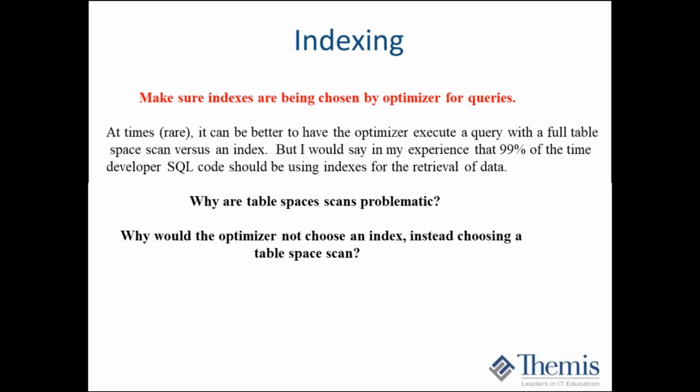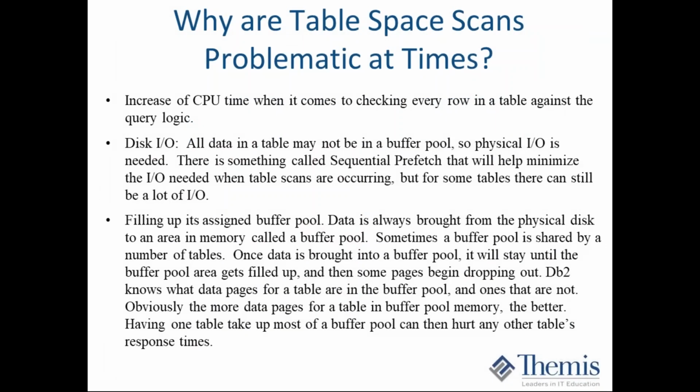Indexes. So just a last couple pages here. I'm not going to go through all these bullets, but why are table space scans problematic? Well, they increase CPU. There's a lot more disk I/O, and they fill up our memory. Okay, I mean, what is a table scan?